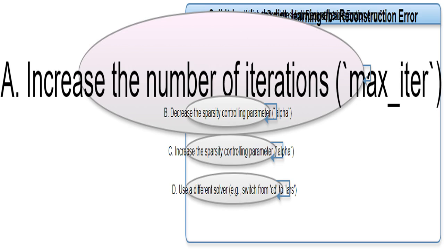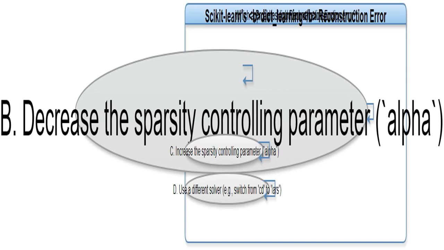Let's fix it. Max iter controls how many times the algorithm tries to improve the dictionary. More iterations mean more chances to find a better fit, just like trying different arrangements of building blocks until you find the perfect one. Let's give it more time to work its magic. Alpha controls how simple the representation is. A smaller alpha allows for a more complex, denser representation, more building blocks and more flexibility. This might help capture more detail and lower the error. Think of it like having more building blocks to work with.